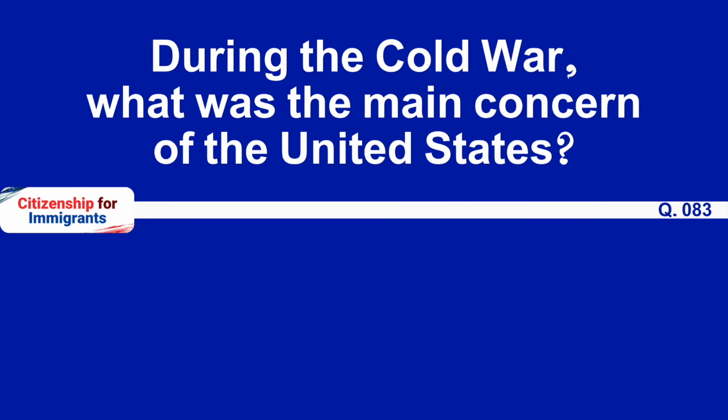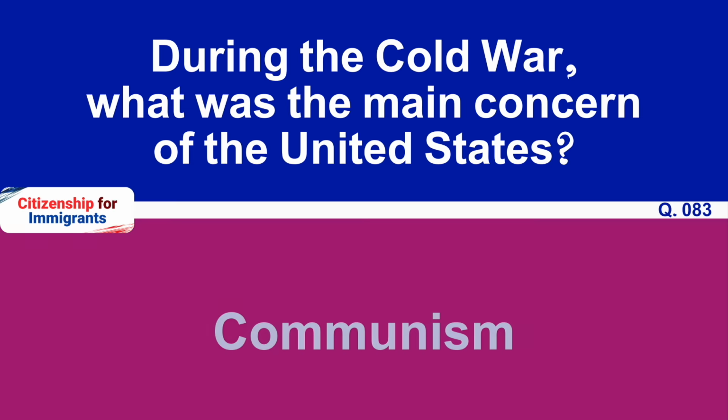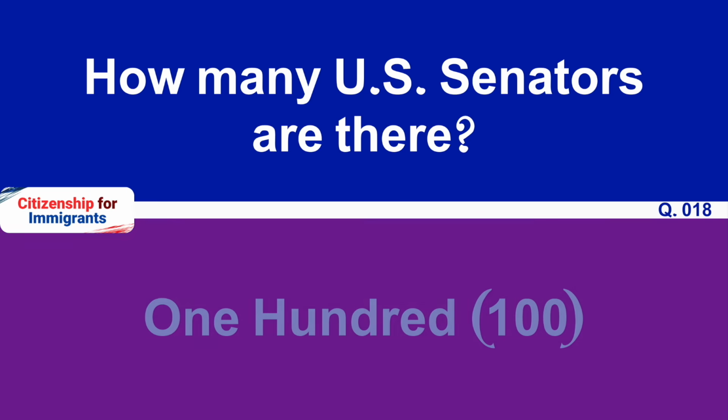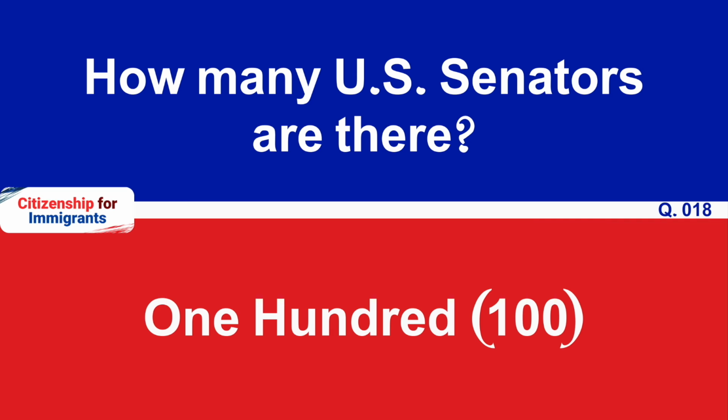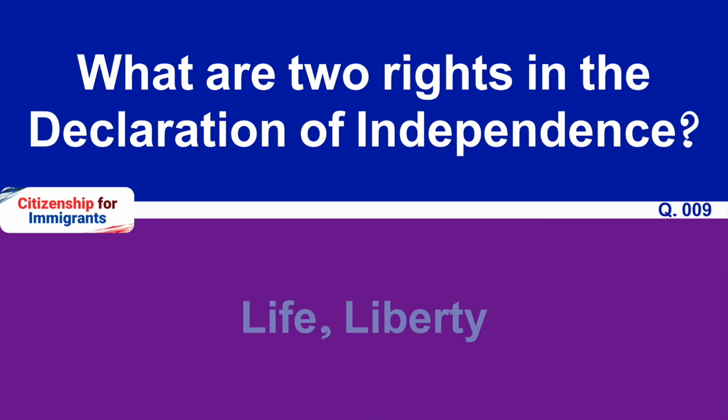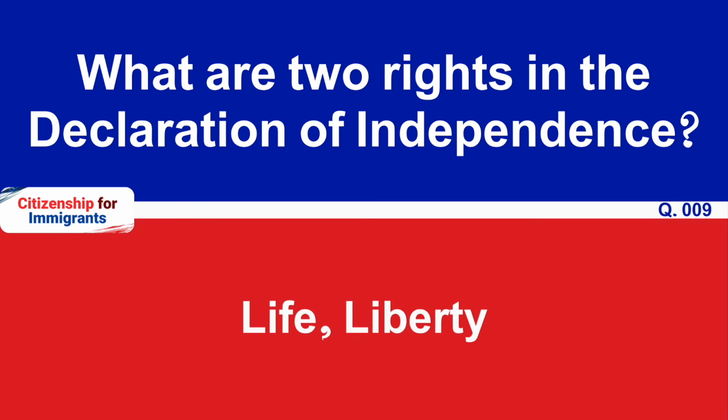During the Cold War, what was the main concern of the United States? Communism. How many U.S. senators are there? 100. What are two rights in the Declaration of Independence? Life, liberty.